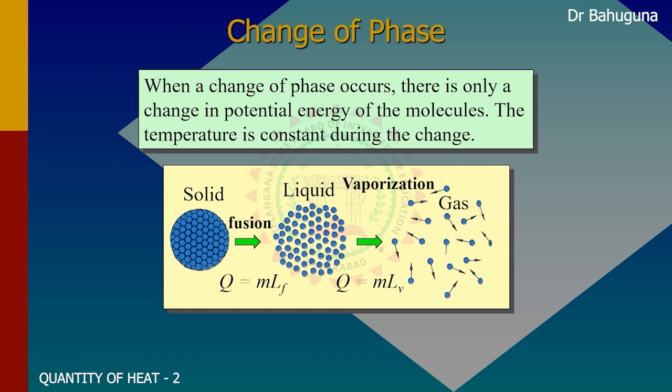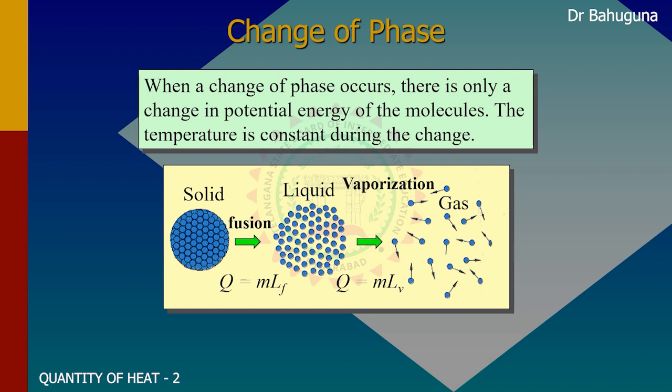Temperature is not changing. But if you see the molecular structure, in the solid state molecules are closer. In the case of liquids, the molecular distance is increasing, that is, potential energy is increasing. And temperature is constant, therefore kinetic energy is not changing. That is called change of phase, solid state to liquid state. And this L is called latent heat of fusion.